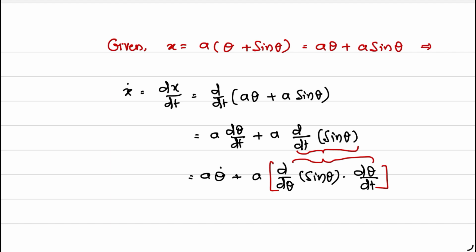This is the most important step in this equation. d/dt of sin theta is not equal to 0, because theta is also varying with respect to time. Theta is varying with respect to time, because the angle is varying. Theta is a variable, theta is not a constant. Please try to understand. Theta is a variable, it is not a constant.